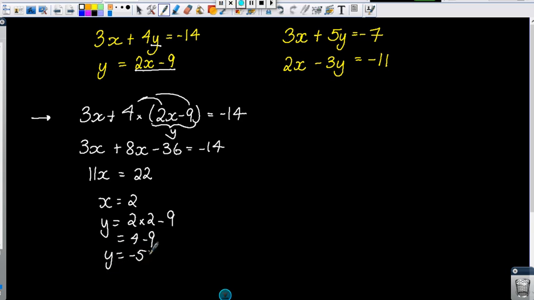In my day, to check that I'm right, I didn't need a graphics calculator. All I would do is sub these two values, x equals 2, y equals -5, into the other equation that I hadn't used, and if it equaled -14, gold. You guys have wonderful graphics calculators that you could be lazy and check with.